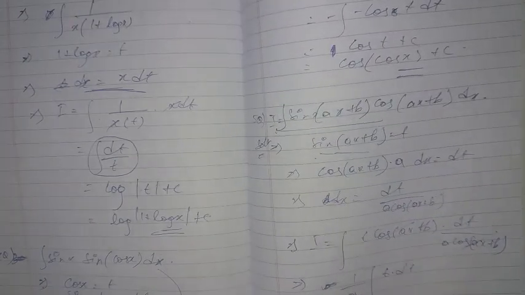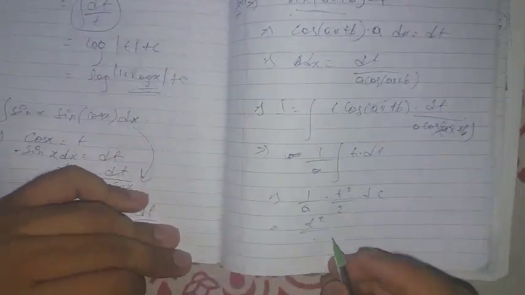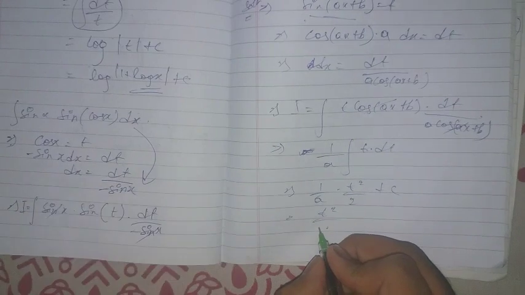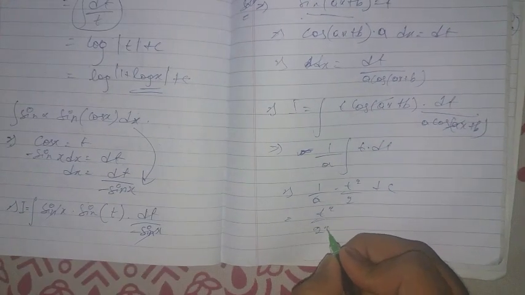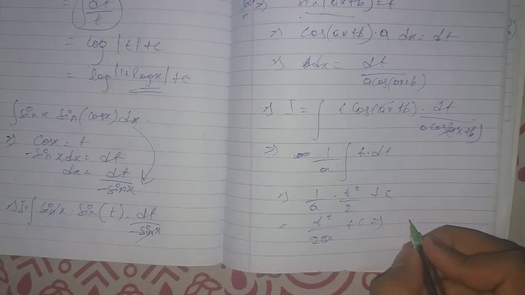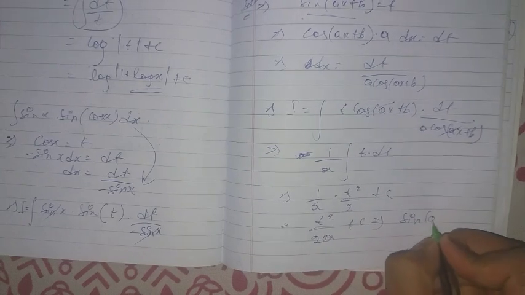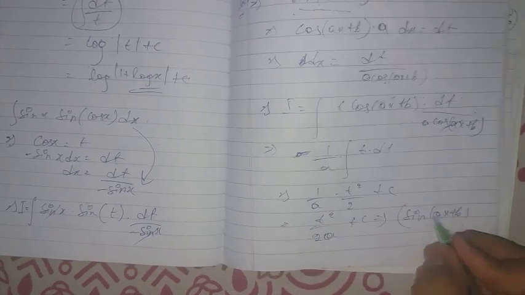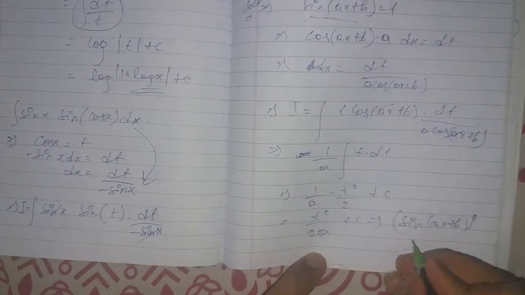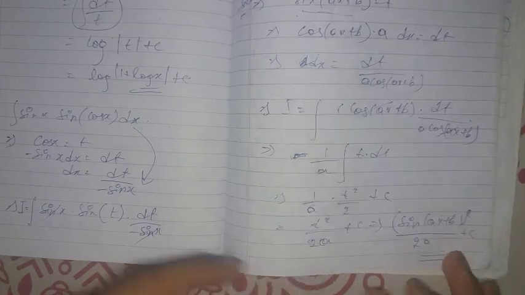So the answer is t square by 2a plus c. What is t? We have taken t as sin(ax + b). So the answer is sin(ax + b) the whole square by 2a plus c. Here's the answer.